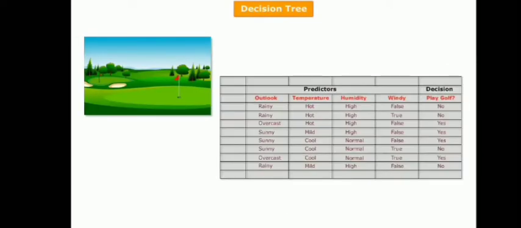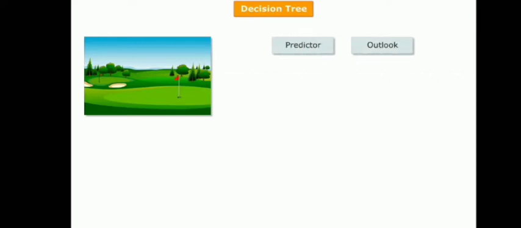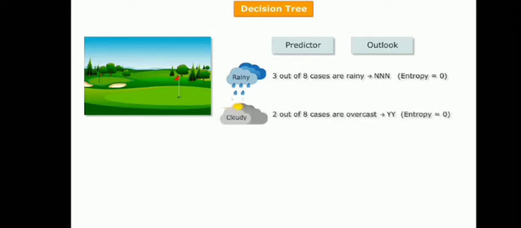Divide the data set on the basis of various predictors: outlook, temperature, humidity, and windy. Calculate the entropy in each case. If you consider the outlook predictor, the combinations are 3 out of 8 cases are rainy, which means n, entropy is equal to 0. 2 out of 8 cases are overcast, which means y, entropy is equal to 0. 3 out of 8 cases are sunny, which means yn, entropy is equal to 0.918.